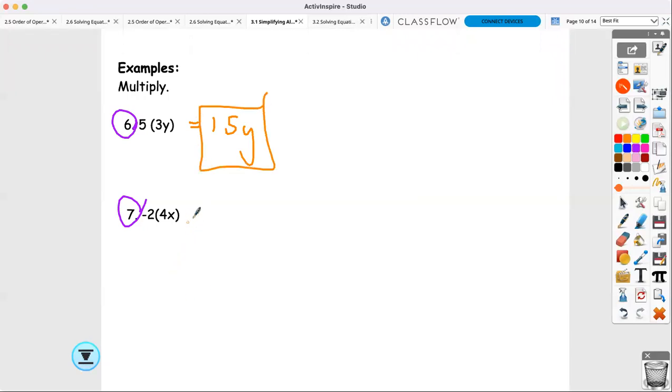And then number 7, -2 times 4. Remember, a negative times a positive is negative. 2 times 4 is 8y. And we're done with the example 6 and 7. What questions do we have on multiplying? Any questions so far? All right, let's move on.